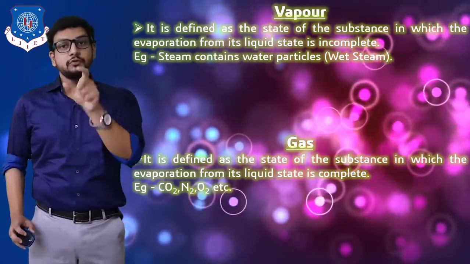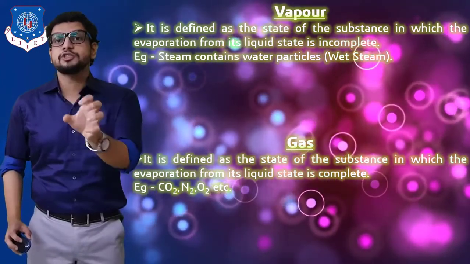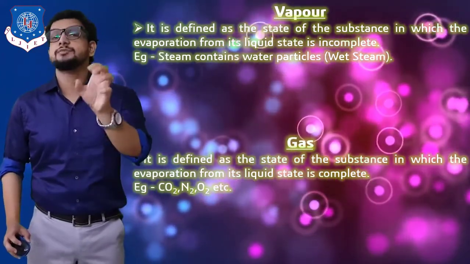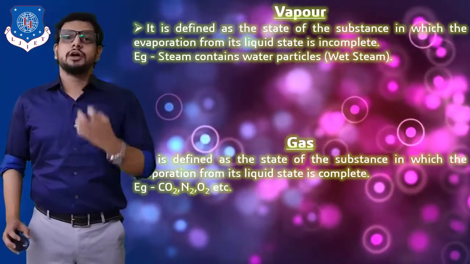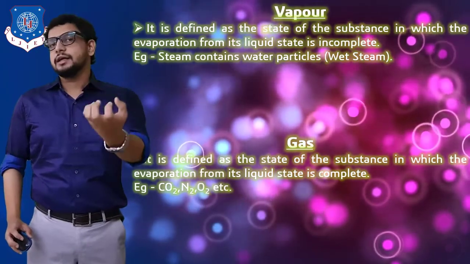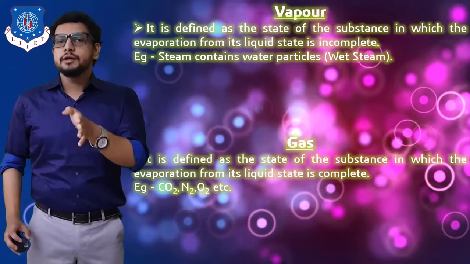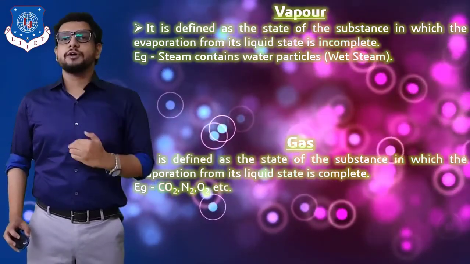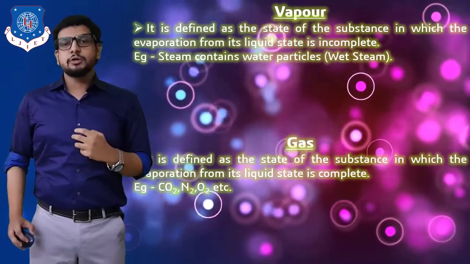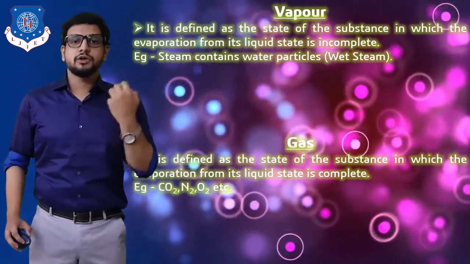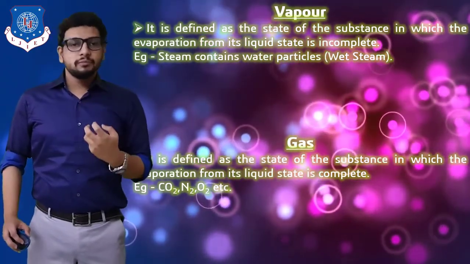Whereas in case of water vapor, an intermediate state, that is a liquid and vapor mixture, is obtained even at its boiling temperature, indicating wet steam, that is steam having moisture content. So we can say that in case of vapor, its evaporation is always incomplete from its liquid state, whereas in case of a gas, its evaporation is complete. Examples of gases you can see on your screen: carbon dioxide, nitrogen, oxygen and several others. All have complete evaporation from their liquid state.